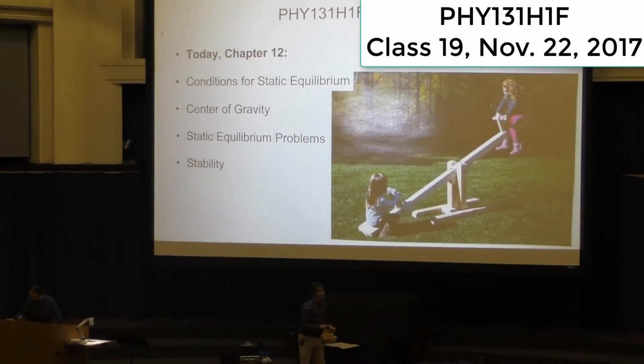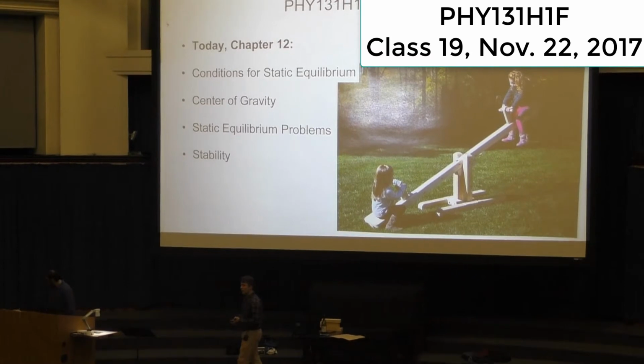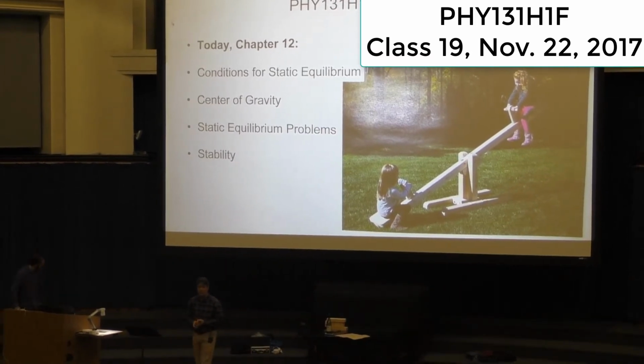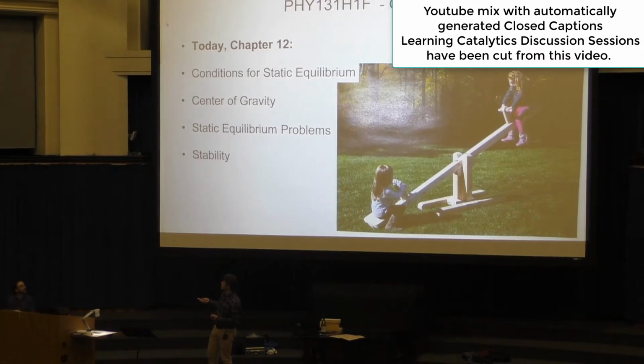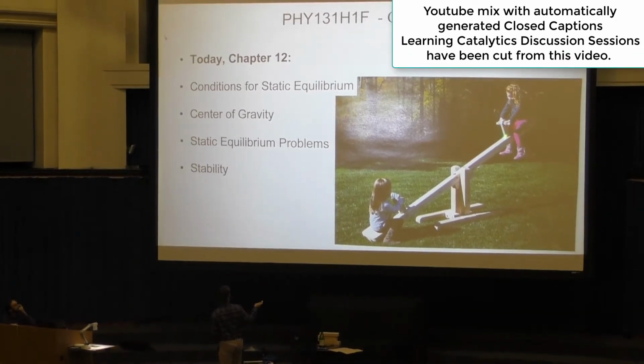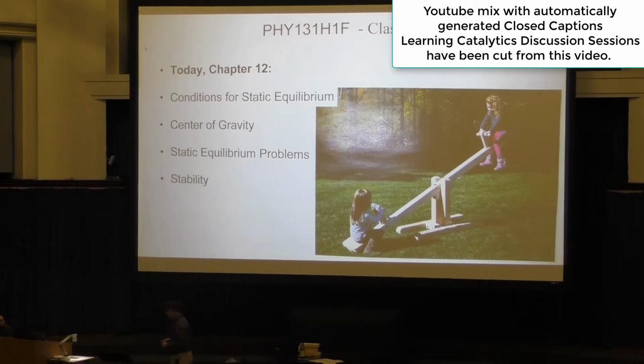Here's a teeter-totter. We're going to talk about static equilibrium and a lot about torque and gravitational torque. Each of these children has a gravitational torque that's downwards around this pivot.